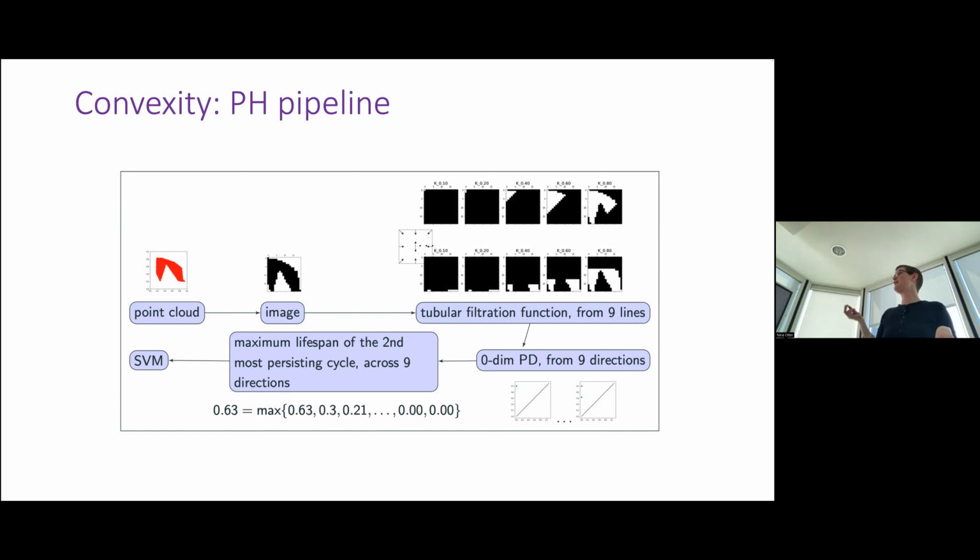And then we would look at the maximum lifespan of the second most long-lived component, because we always will have one long-lived component. That's not interesting. What is interesting is the second longest-lived one. Because, for example, here we have 2 components. At some point, this will just merge into one. So if the second most persisting component is very long-lived, this will mean that we have a source of concavity. And then we would use SVM on this.